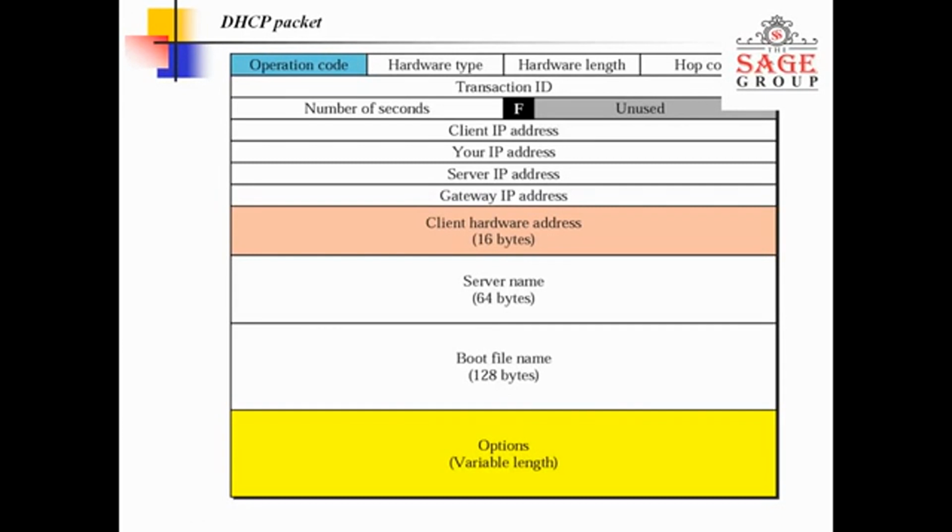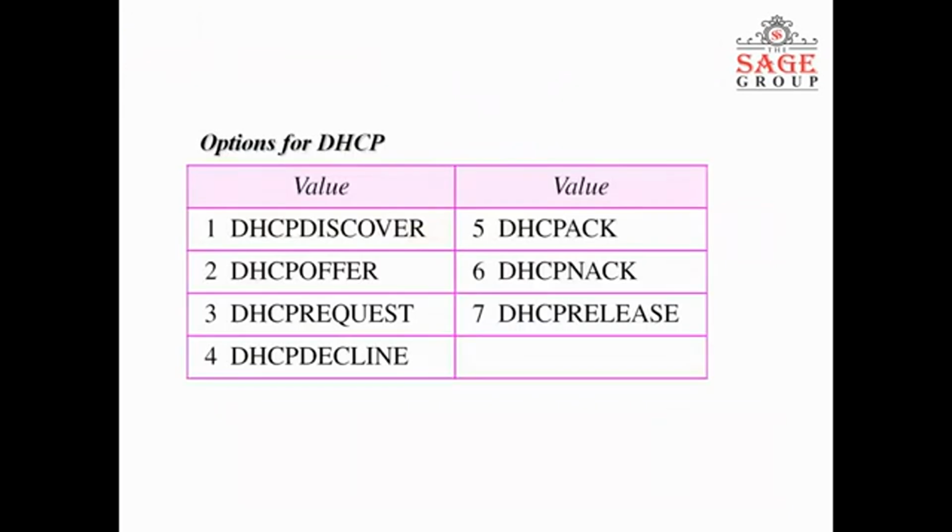Now we talk about what the operation codes are. There are 7 types of operations in DHCP. First is DHCP discover. It discovers the DHCP server. Second, DHCP offer. It offers the value of DHCP. Third is DHCP request. The client requests the server for the value of an IP address.